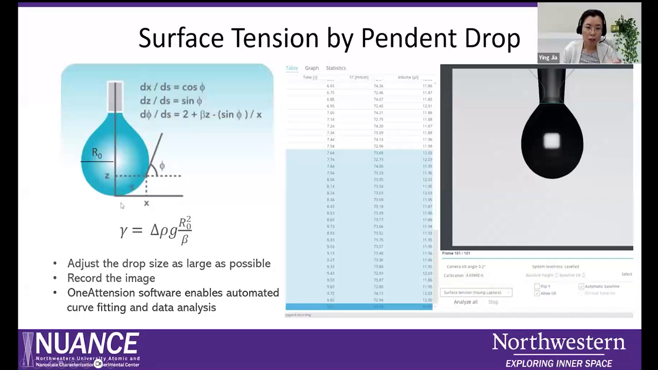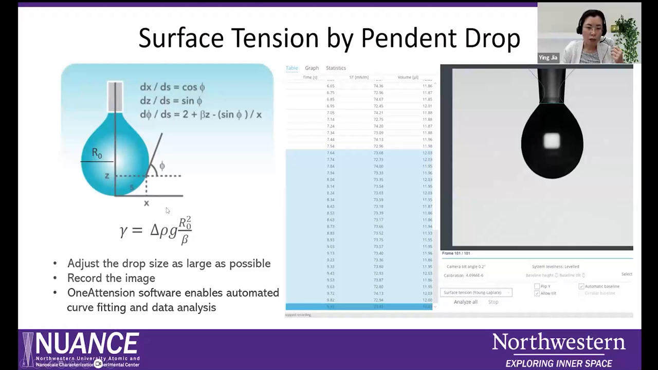For the measurement, you first dispense a liquid drop as big as possible, just smaller than the breaking point. At that point you take a picture of the droplet and measure its shape. There are some numbers showing here that come with the droplet shape, and basically you're looking for the balance between the gravity and the weight.